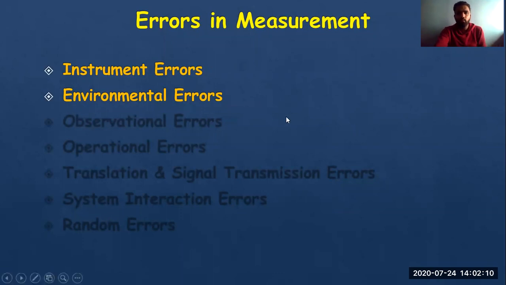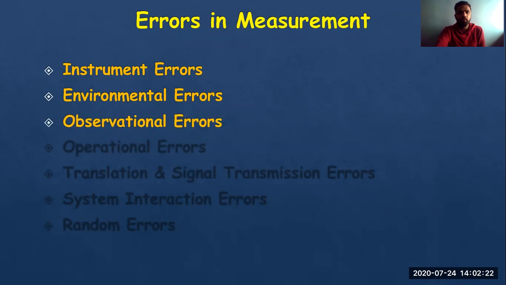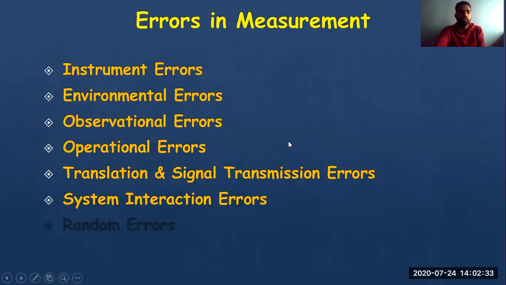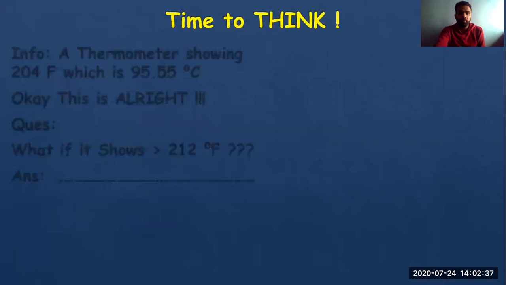But what I'll try to do is classify according to the reference standard, where we can be very sure about the classification of different types of error. Okay. So I'll list down the errors. First is instrument error. Second is environmental. Third is observational. Fourth is operational. Fifth is translation and signal transmission error. The next one is system interaction error. The last one is random error. Okay. So we'll get to the topics one by one.